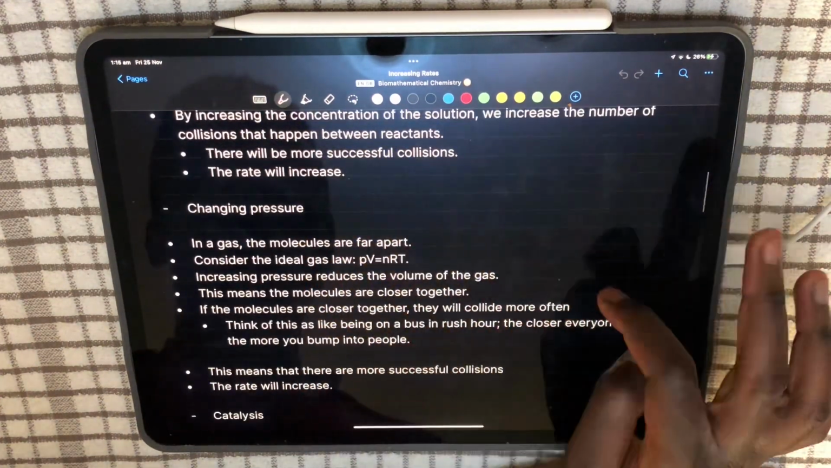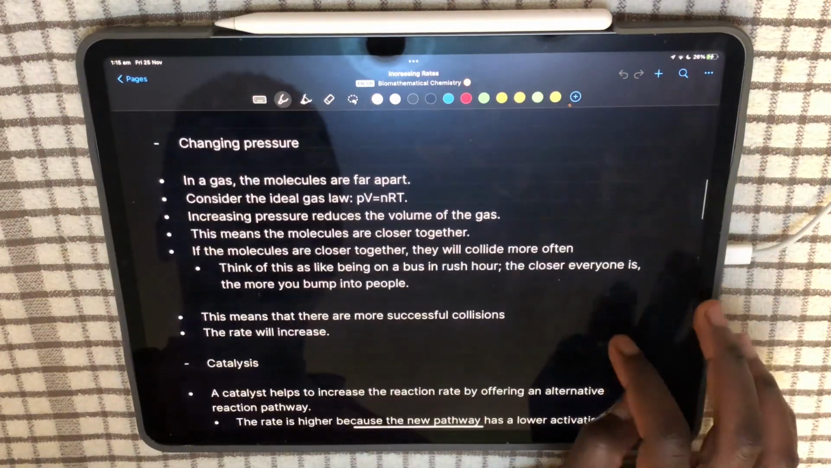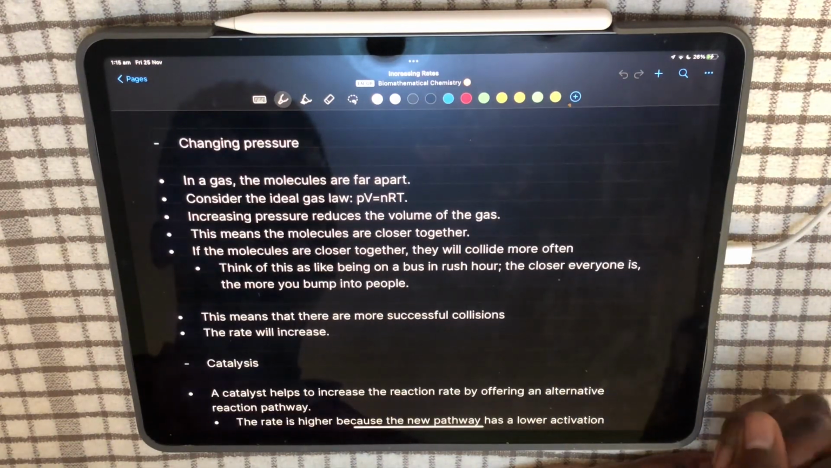But there will be a small increase in the rate of the reaction. The next one is changing the pressure. So in a gas, the molecules are far apart.